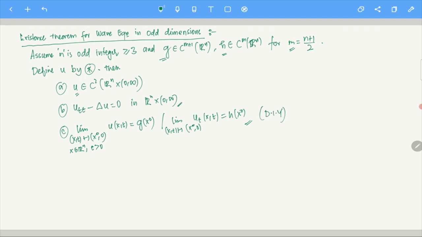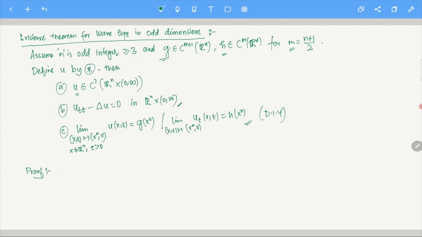Let's first of all find whether u is C2 or not, and whether this satisfies this equation. See, if u satisfies this equation, u_tt minus Laplacian of u equals 0, of course the second derivatives exist, and we just have to show that they are continuous. So let's do that. Proof.